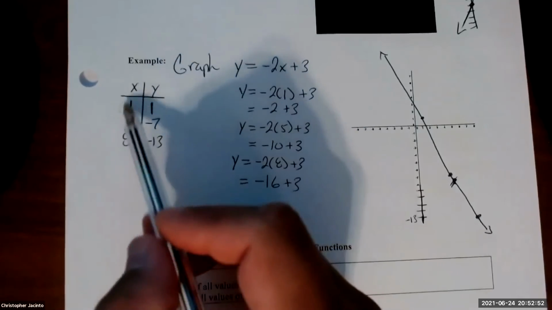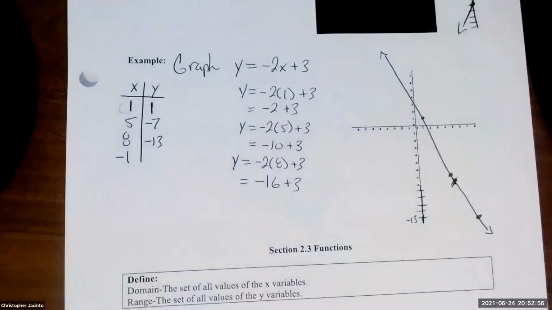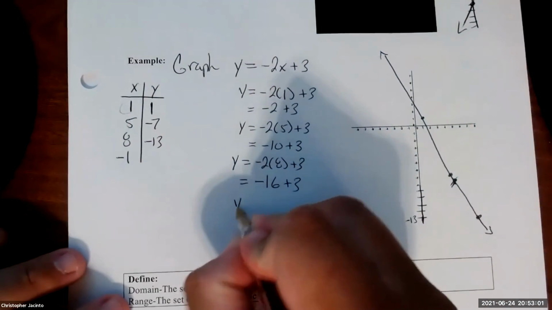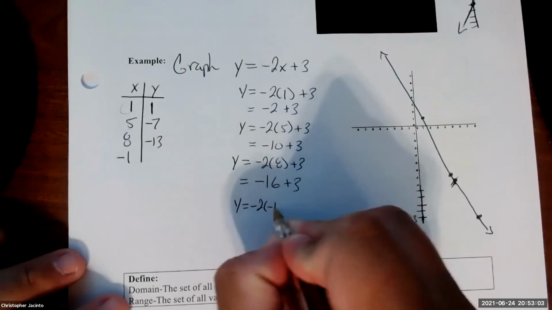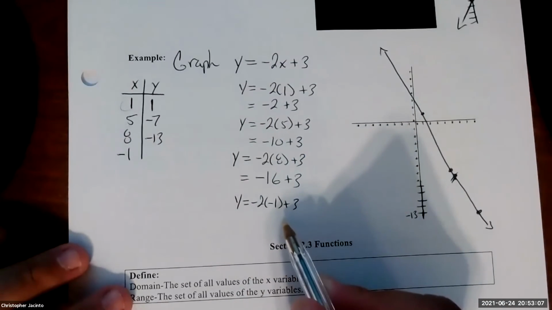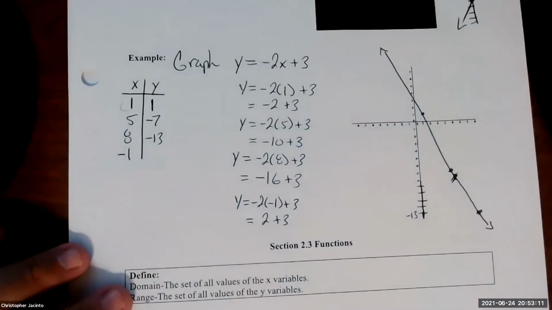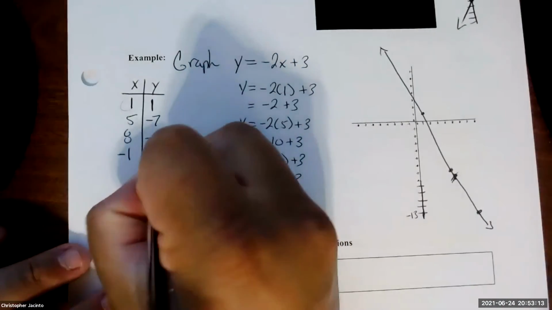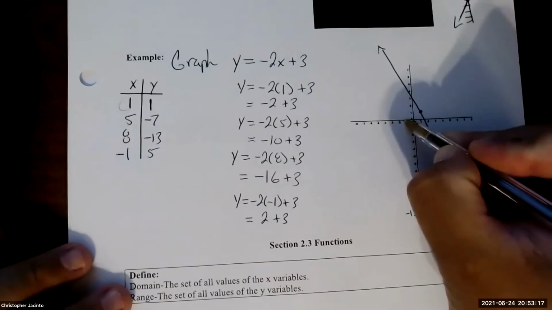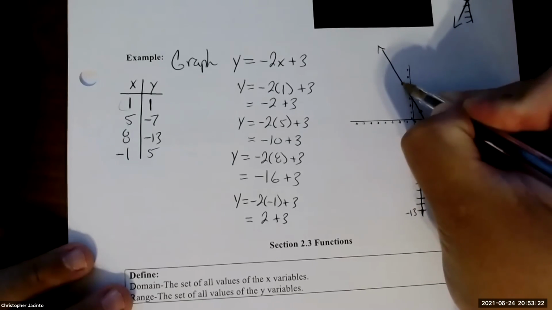Now, you don't have to pick positives. You can use negatives. I could have plugged in, let's say, -1, and it would still be on this line. So if I plugged in -1, -2 times -1 is now a +2. And then 2 plus 3 gives me 5. So if I plot this point, it's going to be -1, and up 5. And look at that, it's actually right on the line, right?